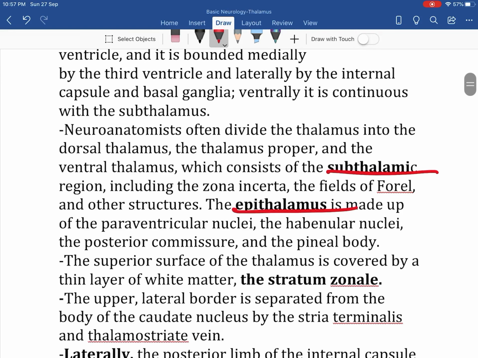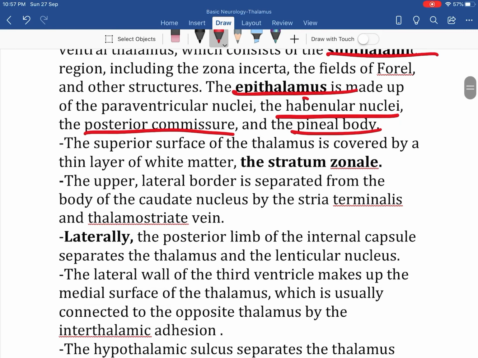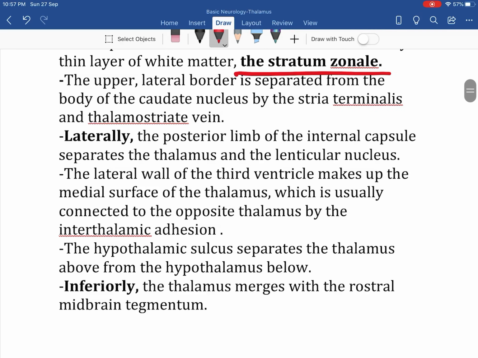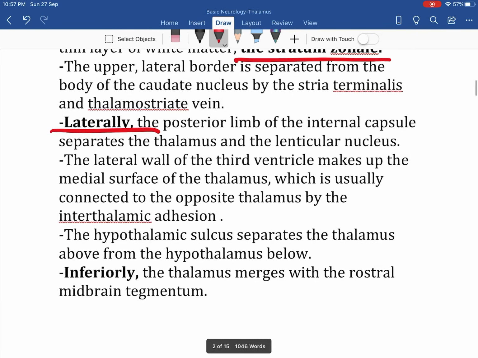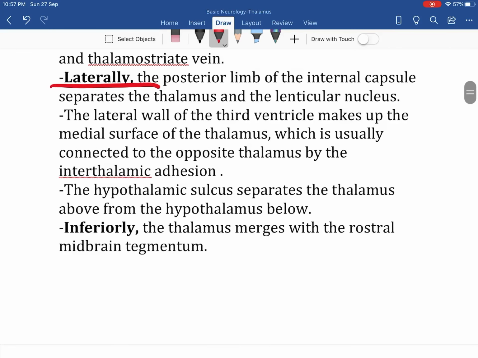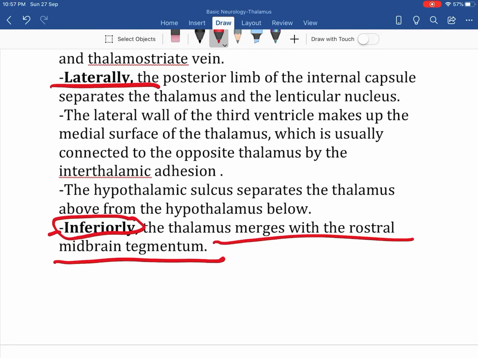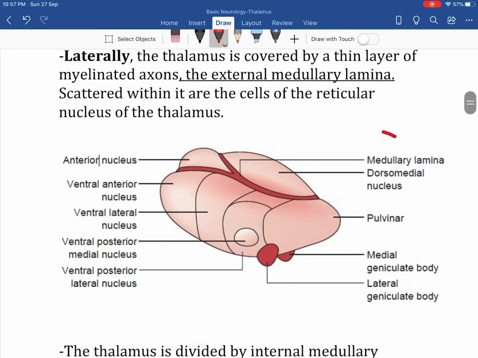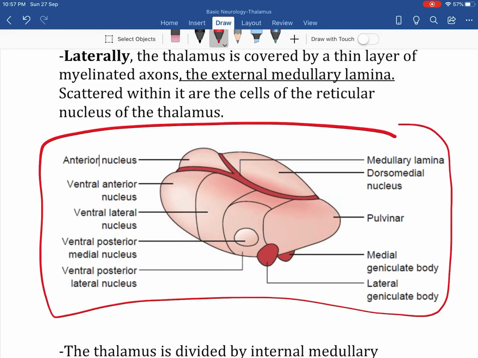So the relations we have seen in very detail. We know the epithalamus. I have told you in epithalamus there are the habenular nuclei, pineal body, and habenular commissure. The stratum zonale is a superior white matter sheet. Then laterally, that robot figure I have told you, remember that robot figure. Then inferiorly thalamus merges with rostral midbrain tegmentum. I told you, what is below the thalamus? Midbrain. Below the thalamus there is midbrain. So this is that figure, just to review.